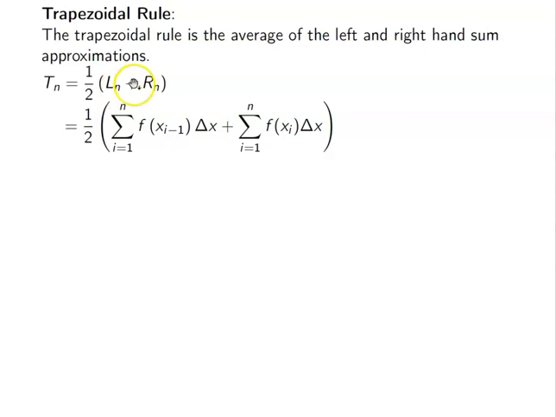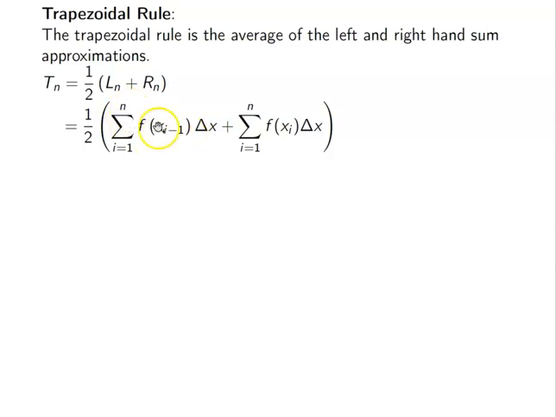Now, if I actually plug in the formulas for the left-hand and right-hand sums, we can start to develop an actual formula. Right here, I just have the summation notation, again for the left endpoint and right endpoint. If I start to actually expand this, remember, this starts at x naught and this starts at x1.